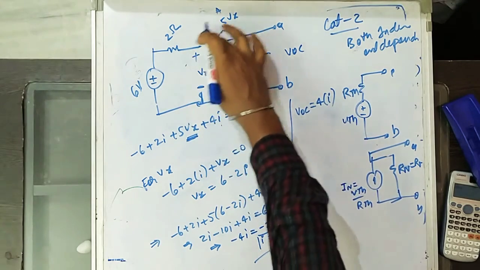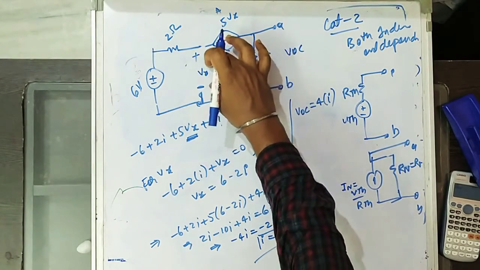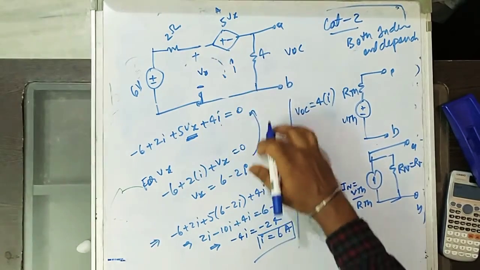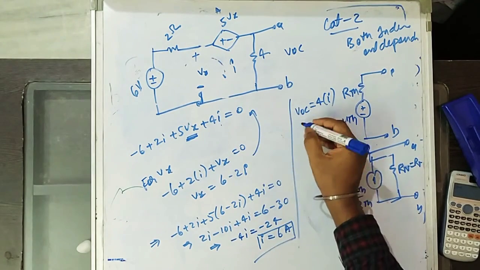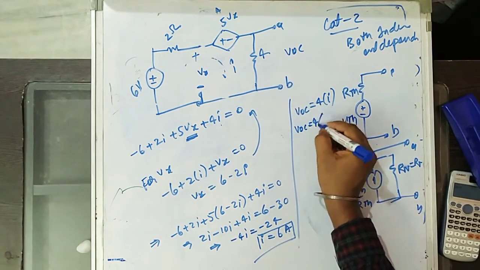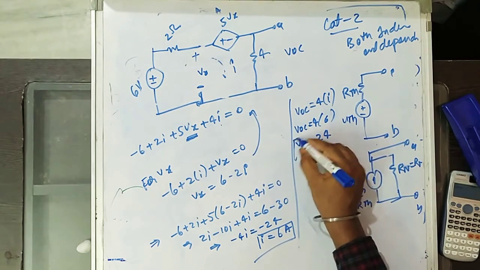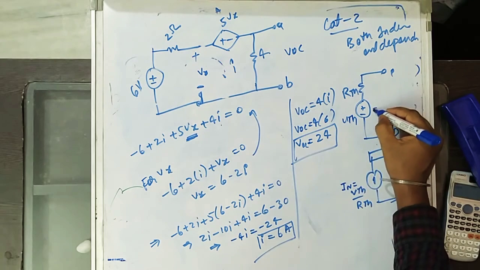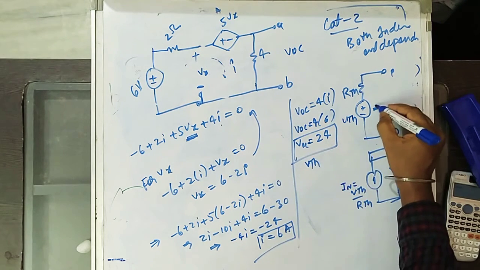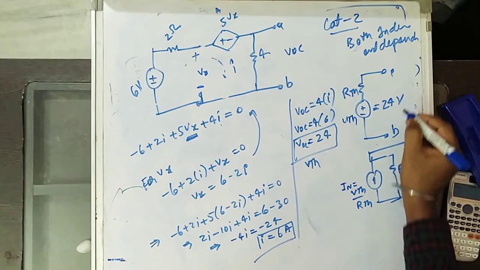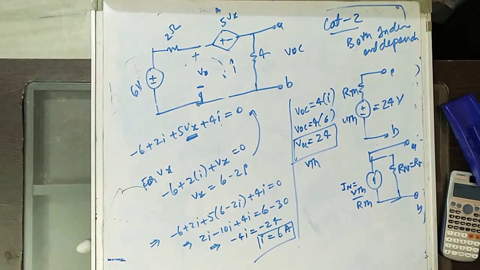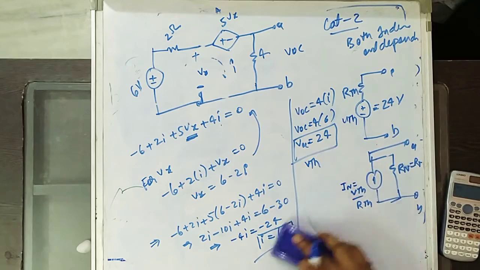So for I you have the loop equation, and for Vx we have this loop equation. Substituting that equation we get I. So VOC equals 4 into 6, which is 24. VOC is nothing but V Thevenin. So we replace that 24 volts here. Now finding R Thevenin is the main problem here. Why? For finding R Thevenin, in general, what did you do?